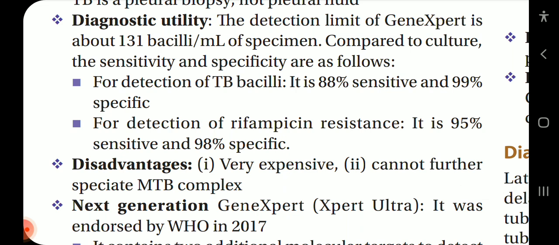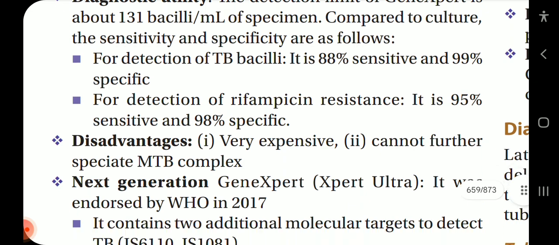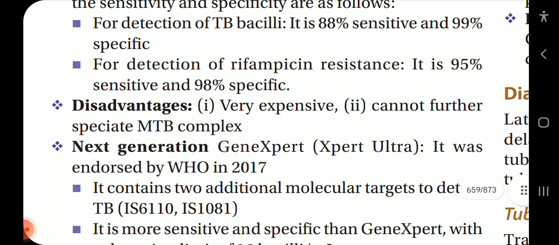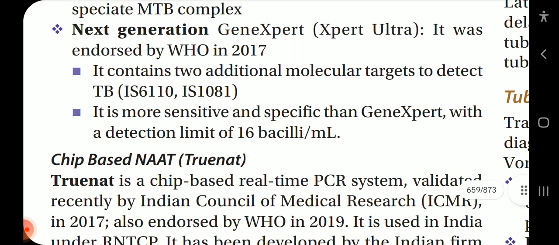Compared to culture, the sensitivity and specificity are as follows. For detection of TB bacilli, it is 88% sensitive and 99% specific. For detection of rifampicin resistance, it is 95% sensitive and 98% specific. Disadvantage is it is very expensive and cannot further speciate the MTB complex.